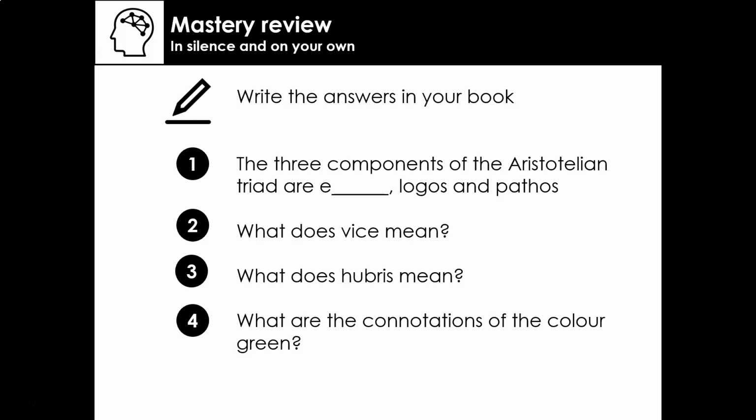Alright, so let's have a look at number 1. So we needed to complete the sentence here. It says, the three components of the Aristotelian triad are something, logos and pathos. So well done if you remembered that the first one here is ethos. Give yourself a tick if you got that one right.